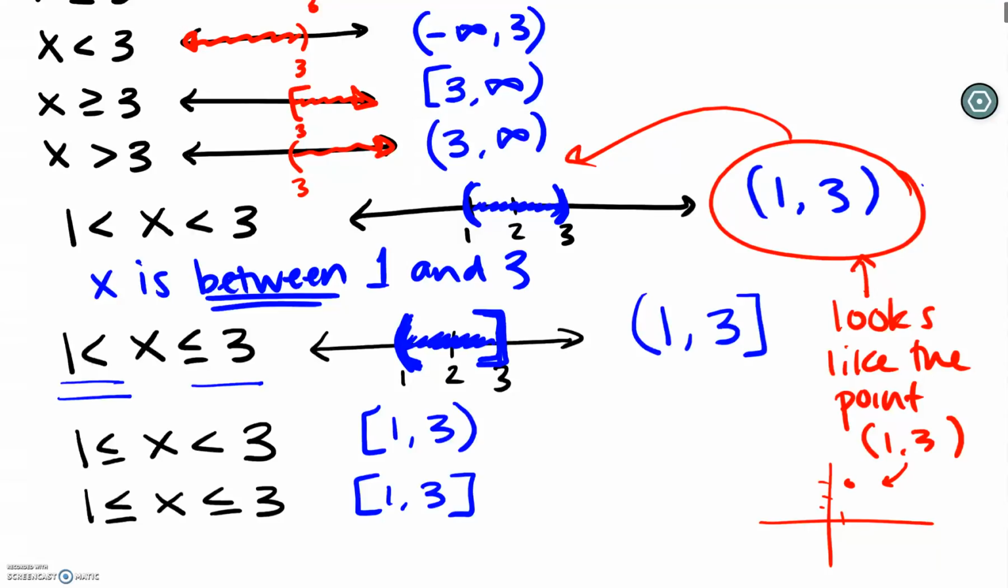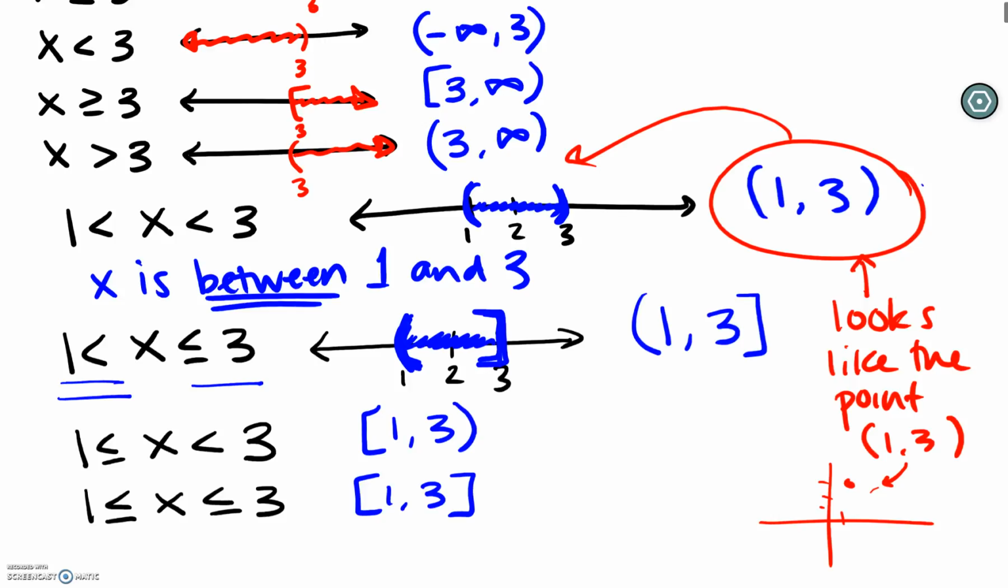So I just want you to realize, yes, this looks like an ordered pair. It is not. These are two separate things. We just happen to use the same notation for both. And I apologize that it's confusing, but that's just the way it is. So this is a solution set. This is a point on a graph.